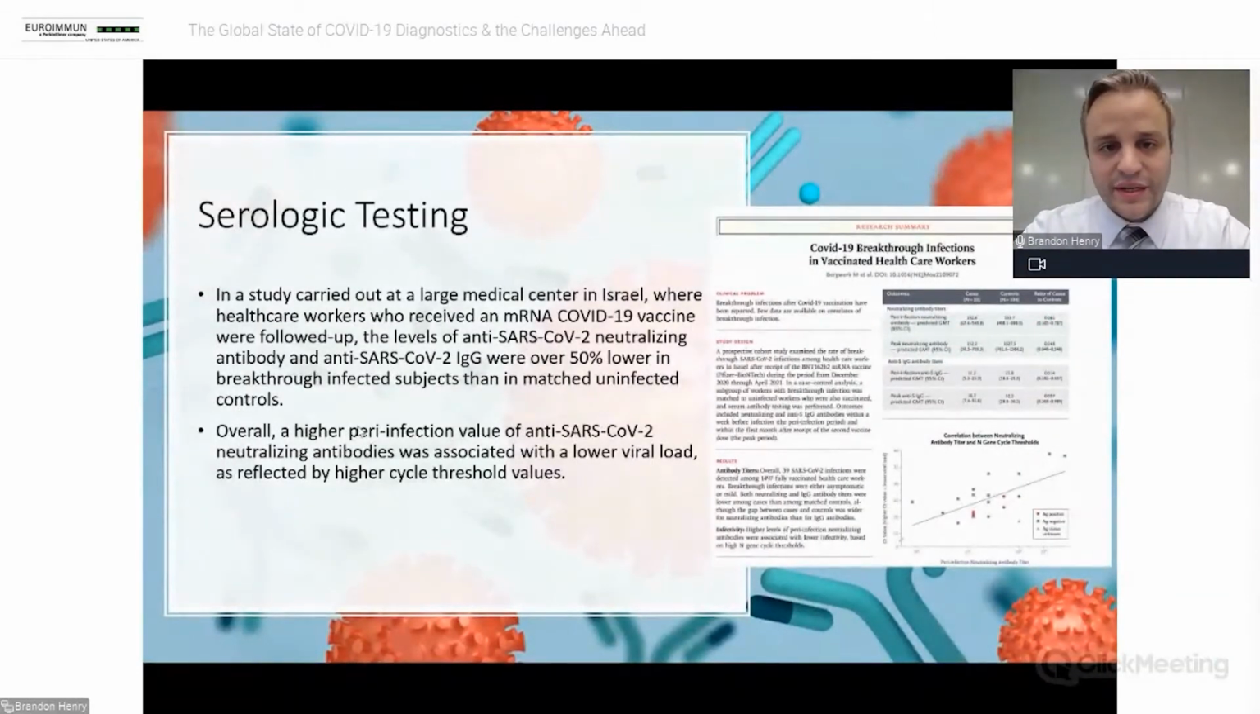That so they measured the antibody levels in vaccinated healthcare workers, and those who developed infections, these breakthrough infections. And they basically found that the level of anti-SARS-CoV neutralizing antibody and anti-SARS-CoV IgG were over 50% lower in breakthrough infected subjects than in unmatched infected controls. Overall, the peri-infection value of SARS-CoV-2 neutralizing antibodies was associated with a lower viral load, as reflected by higher cycle threshold values on PCR. So the higher the level of anti-SARS-CoV-2 antibodies that a patient had when they had a breakthrough infection, the lower the viral load was overall.